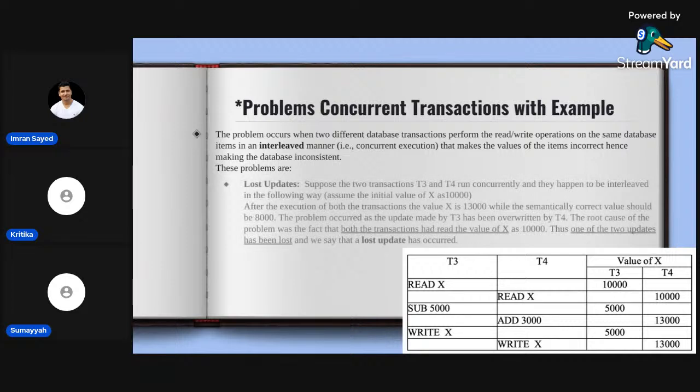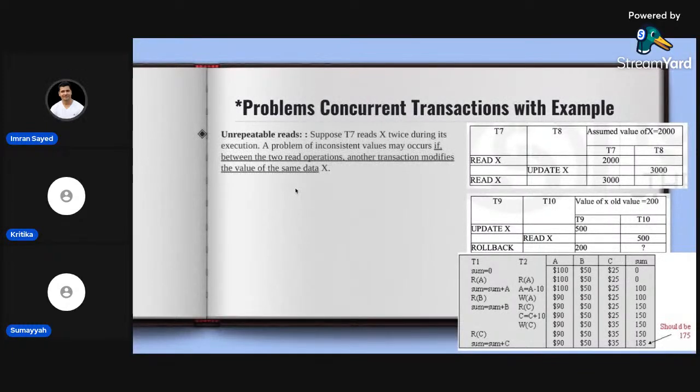One is lost updates. A lost update occurs when both the transactions read the value of x and one of the two updates has been lost because it's been overridden by one of them. That's when the lost update occurs. So one reads, second reads, the first one makes a change, second one makes a change, but because it read the previous value, the value that was written is incorrect, so it's overridden. So both transactions have read the value, one of the two updates has been lost. So when the update has been lost, that is when it's called lost updates.